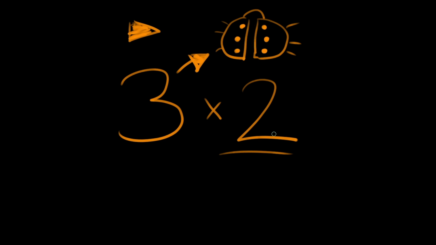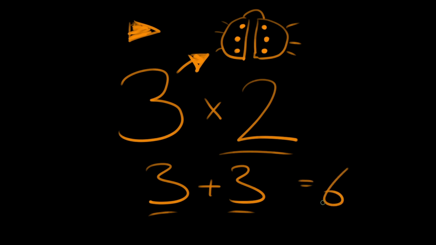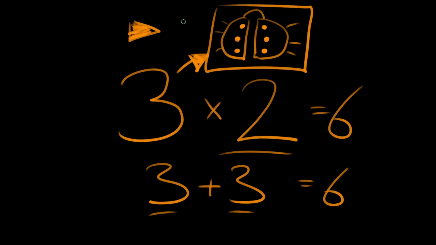So to multiply by 2 simply means, can we take 3 and add another 3? It's 2 lots of 3. 2 3's added together. When we add 2 3's, we get 6. So when we multiply 3 by 2, we're doing the same thing. We still have 6. That's the number of dots on the ladybug's wing.